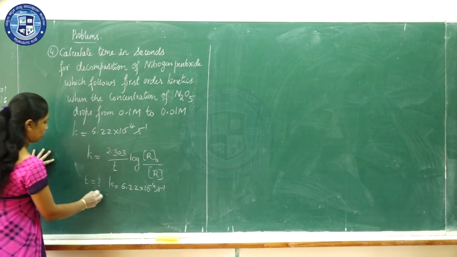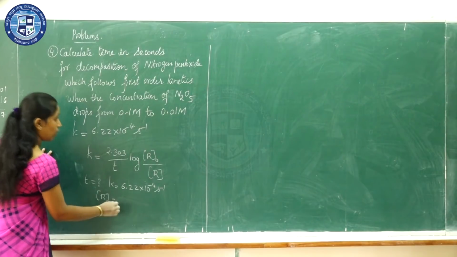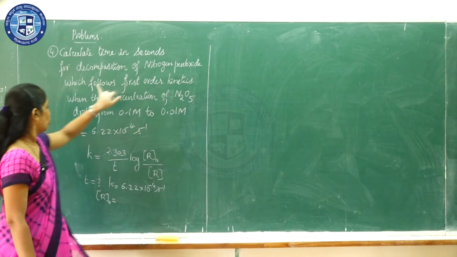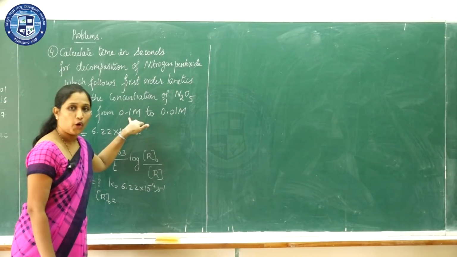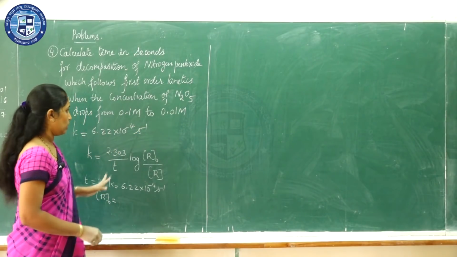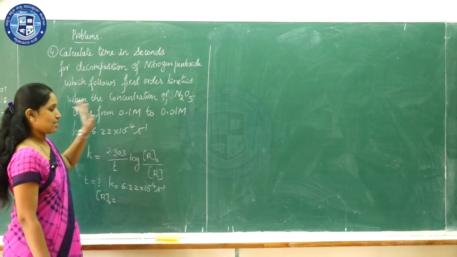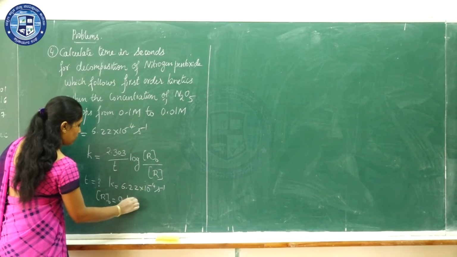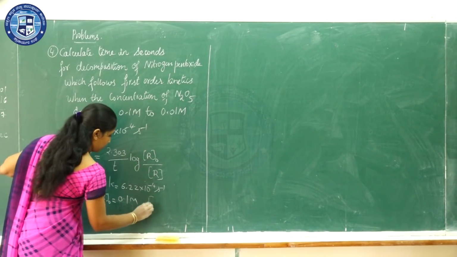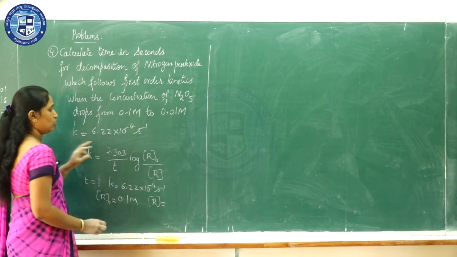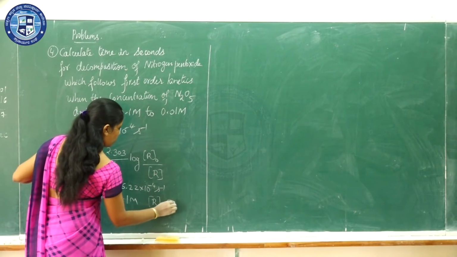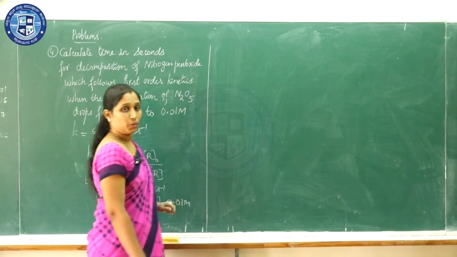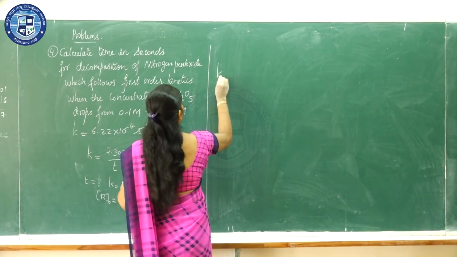Then what about R naught? R naught. See here, we will read the question again. Concentration of N2O5 drops from 0.1. It drops from 0.1 to this value. That means this is the initial concentration. So, R naught I will take it as 0.1 molar. Okay. And what about R? R is equal to this one, it is 0.01 molar. Okay. So, with this in mind, we will substitute it in this given formula, that is K.